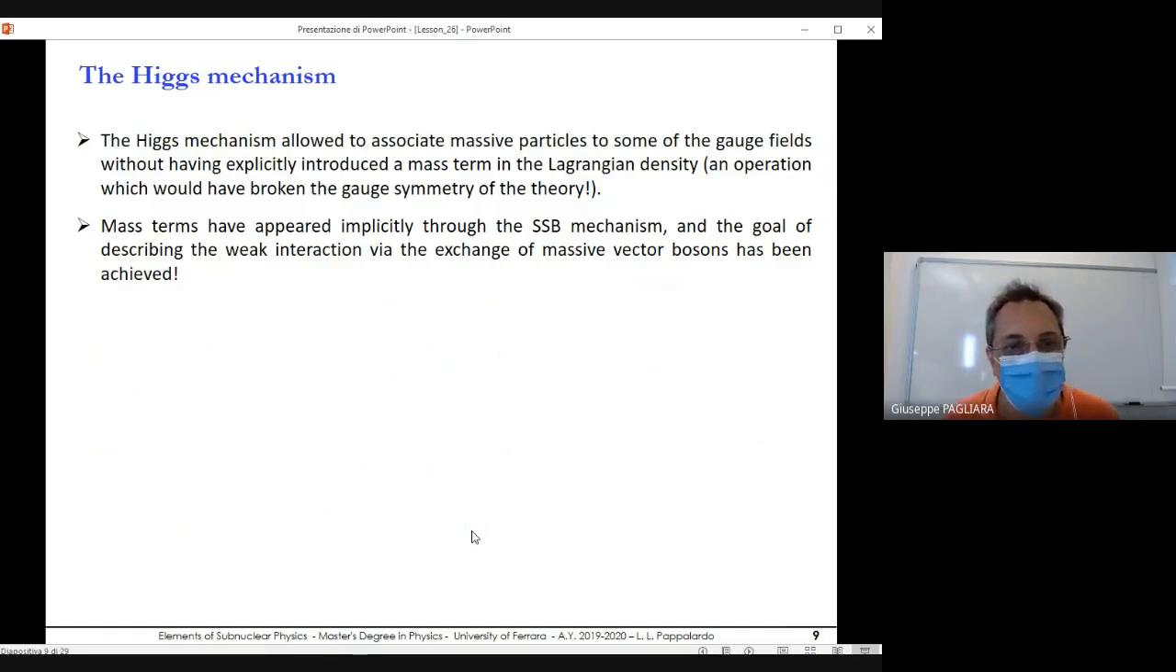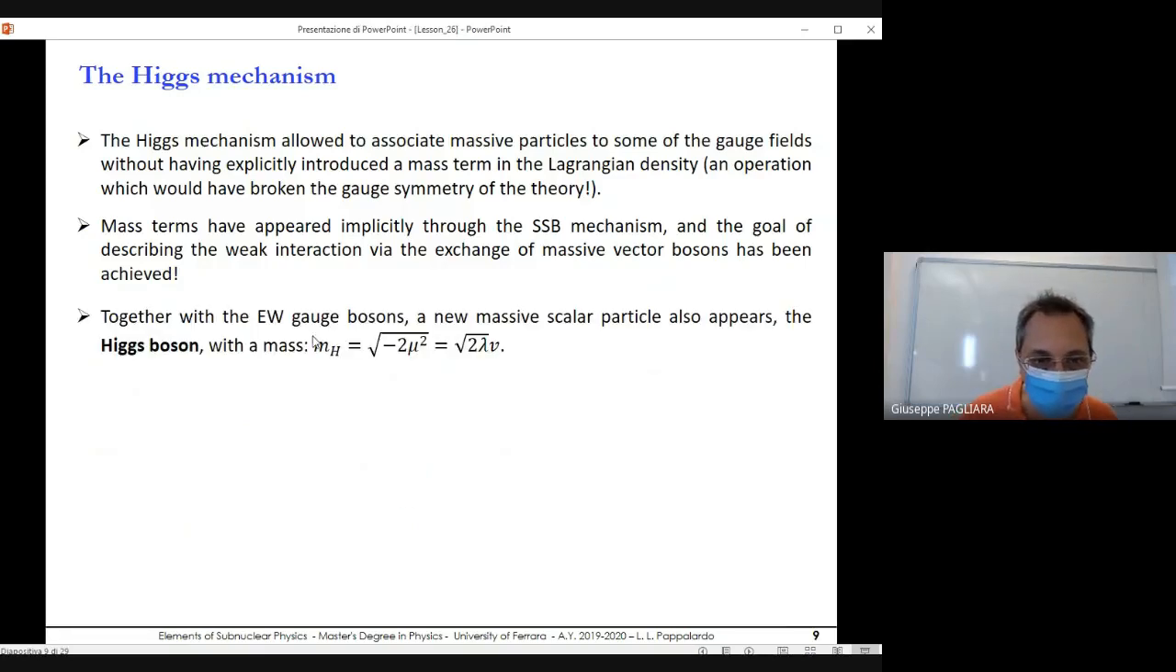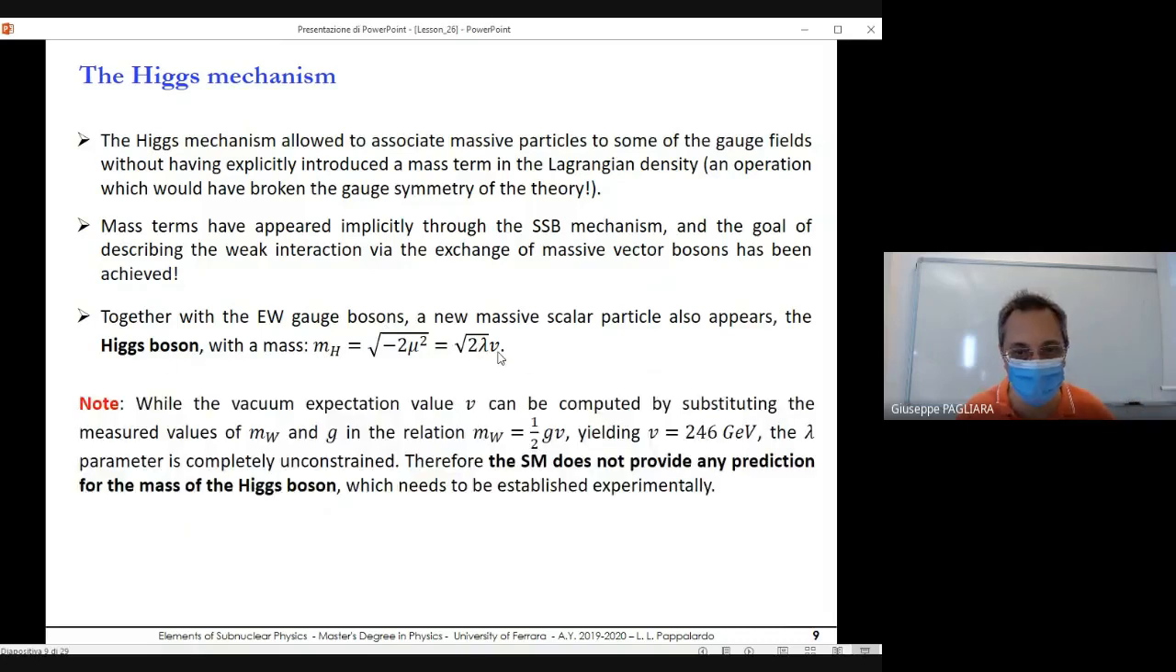So the Higgs mechanism allows us to associate massive particles to some of the gauge fields without having explicitly introduced a mass term in the Lagrangian, which is an operation that would have broken the gauge invariance of the Lagrangian. We didn't put the mass term in by hand. The mass term arose naturally through the Higgs mechanism, so through the spontaneous symmetry breaking of the Lagrangian. And together with the now massive electroweak bosons and the photon, a new object appears, which is the Higgs boson with a non-zero mass.